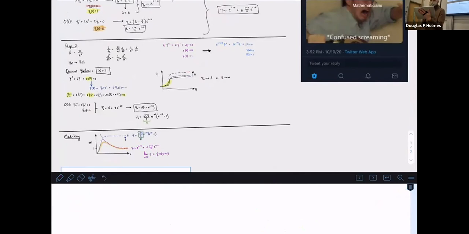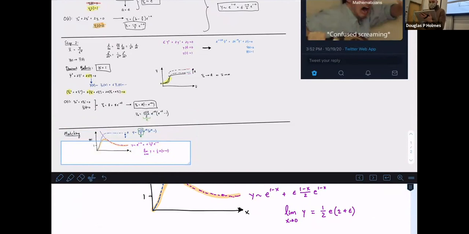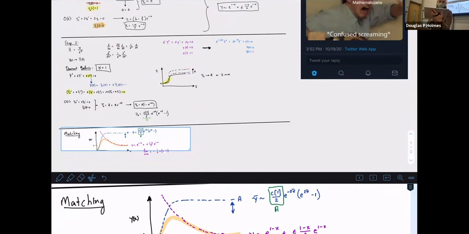So I'm just calculating what the limit is. I already told you what the limit is up here, or I showed you with a graph, but I'll write it out to be clear mathematically. The limit of y bar as x bar goes to infinity is going to equal our constant C1 over 2 or our constant A, depending on which way you wrote the solution. To match the inner and outer solutions, we have to require that these two limits are equal.